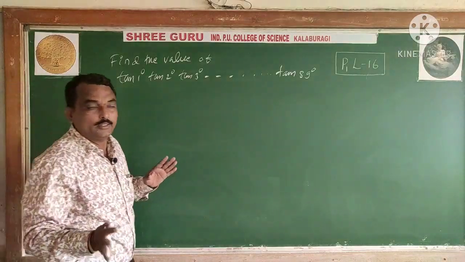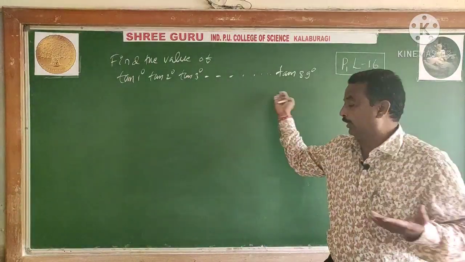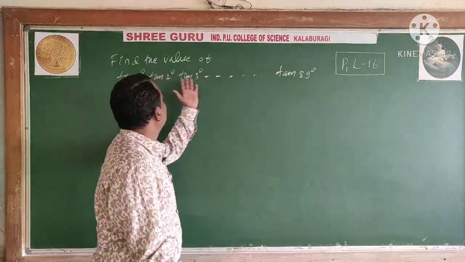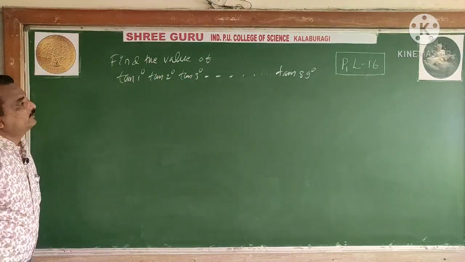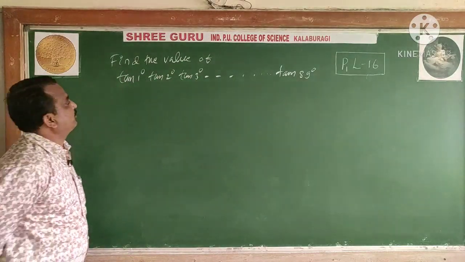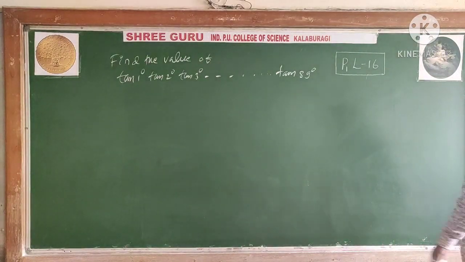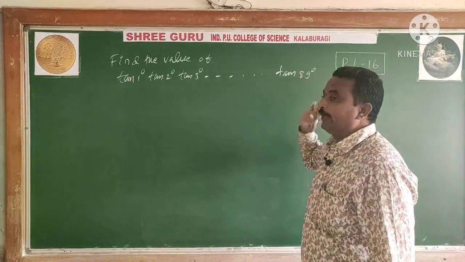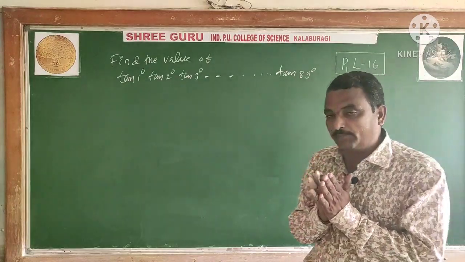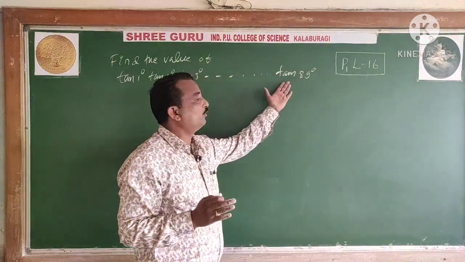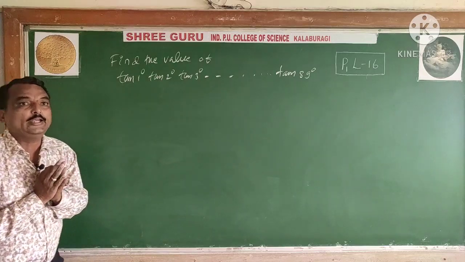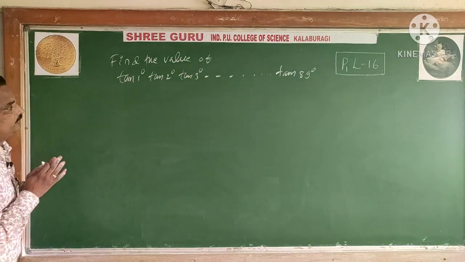Tan 90 is not taken. If you take that term, the whole term becomes not defined. All the terms are products. See, students. Find the value of tan 1, tan 2, tan 3, tan of 4, 5, 6, up to 89. All the terms are in the form of products. How many terms here? 1 to 89. So 89 terms here.